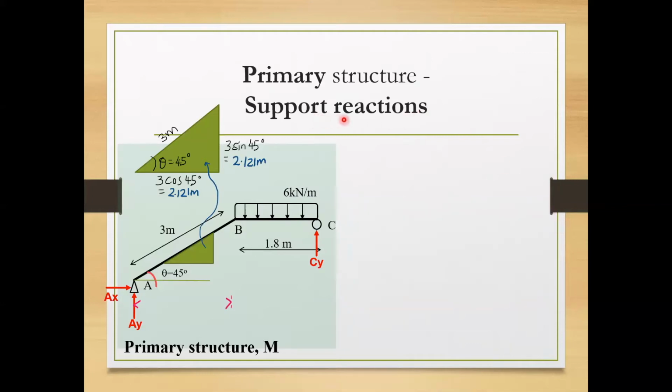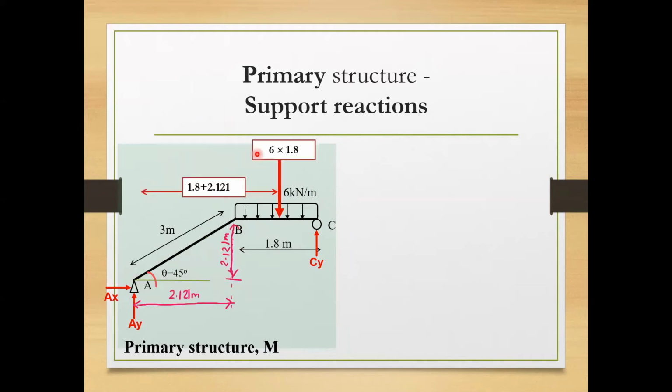Here, I show you the steps to determine the support reactions for primary structure. We can solve for the horizontal and vertical dimensions of point B from point A. It can be done by using the geometry of the triangle shown. We can determine the base length of the triangle by using hypotenuse cos 45 degree and the height of triangle by using the hypotenuse sin 45 degree. Then we can apply the equilibrium equations to solve for the support reactions.